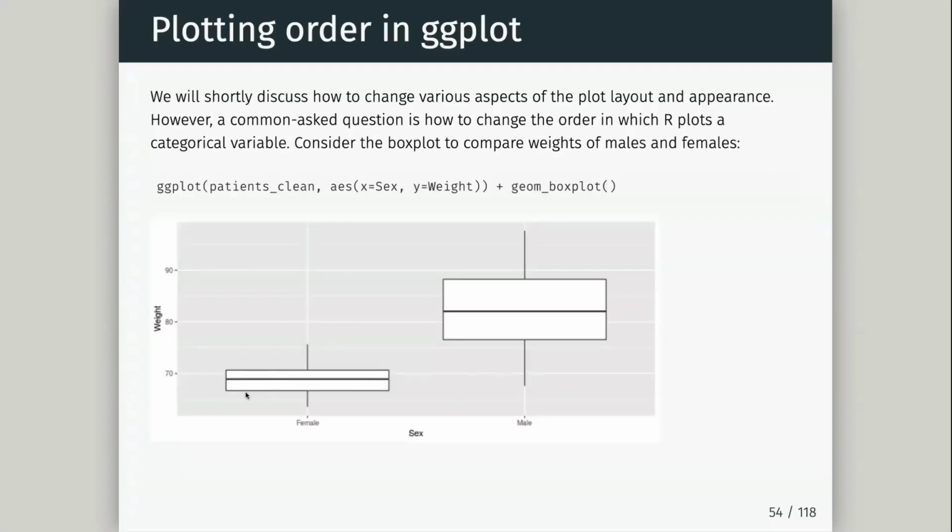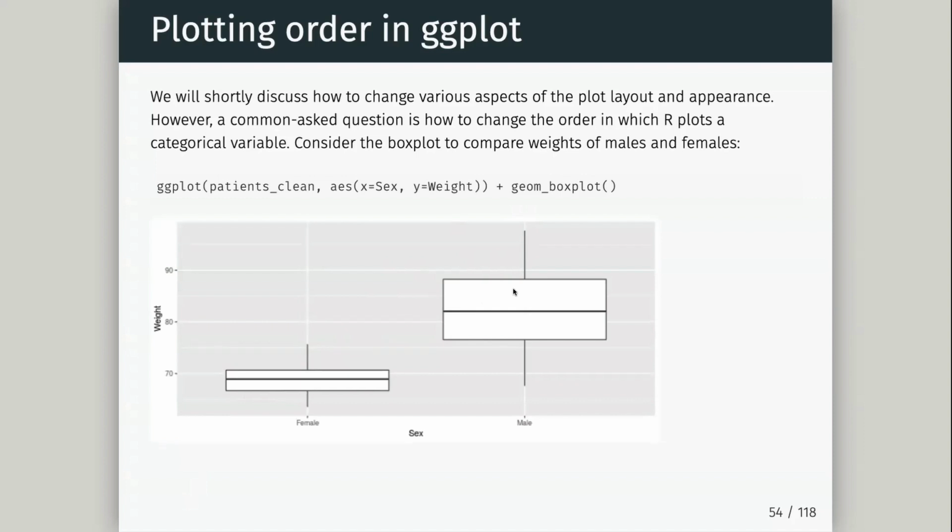So we did discuss this earlier on, and I obviously alluded to it earlier on. This order is controlled by the levels in the factor. So when we did this plot earlier on, I didn't specify who comes first, who comes second. I just did a patient screen, AES, X is sex, Y is weight, and GL box plot. The females here and males.